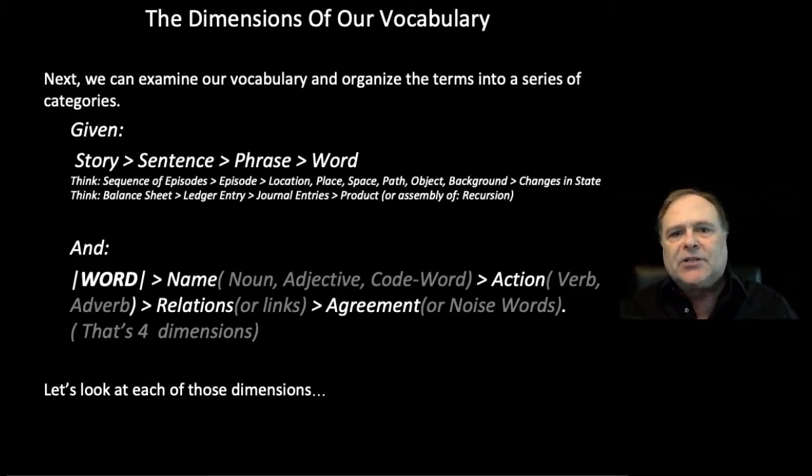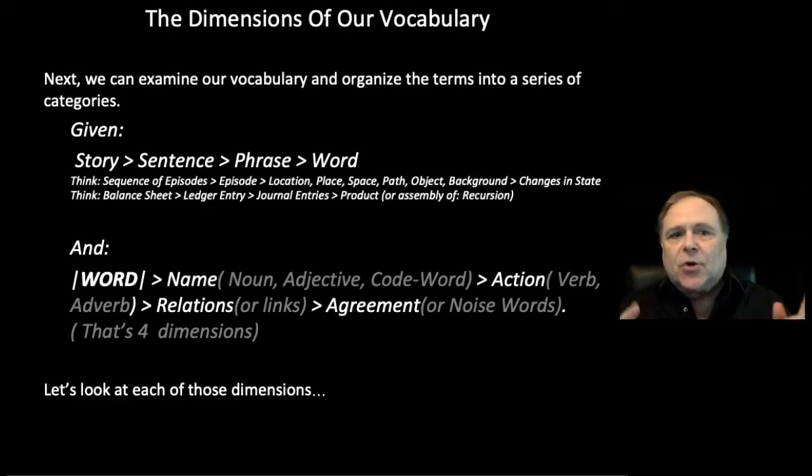So again, we just went through a sequence of things that were decreasing scales: the sequence of episodes, or the story, the episode, the location, place, space, path, object, background, and then the changes in state. What's changing? You want to think of that as a balance sheet, right? A ledger entry, a journal entry, and a product. So to some degree, we're creating an accounting system for speech. We're trying to make sure that communication balances.